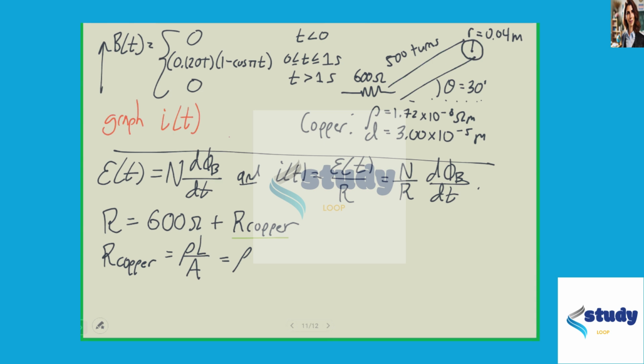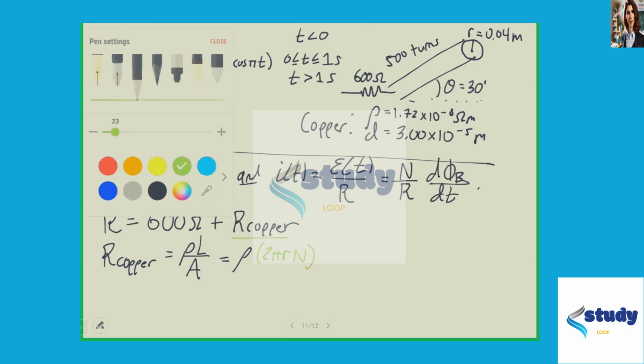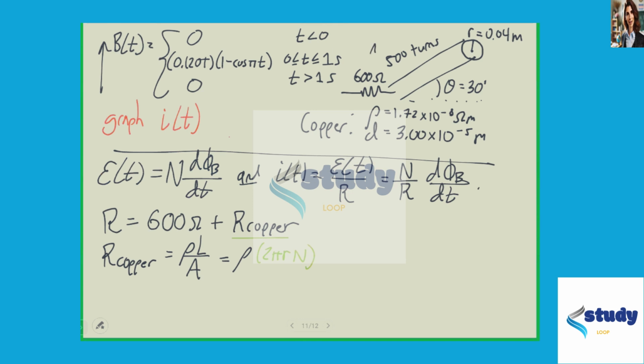So for each turn, there is a length of wire equal to the circumference of that circle. But the circumference of that circle is 2 pi r, right? That's the formula for the circumference of a circle, and the radius is r. But how many turns are there? Well, there's 500. So there's n equals 500 turns. That's n, right? That's usually what we call n, the number of turns. So that's the length, right? The length of a turn times the number of turns.